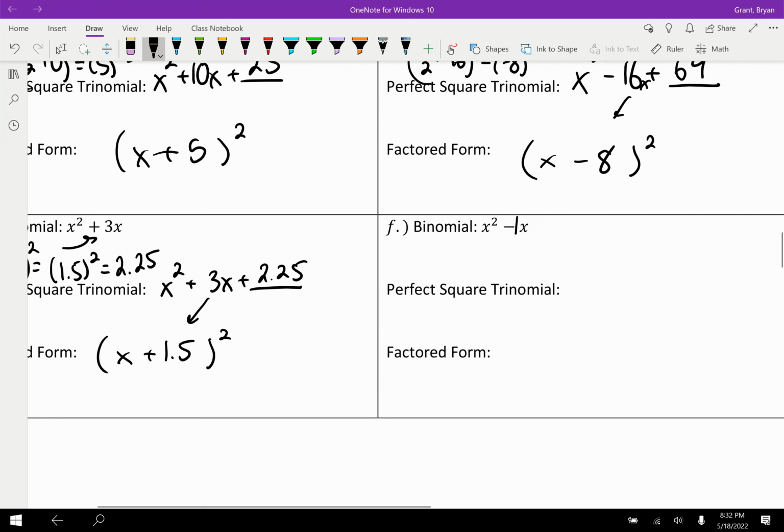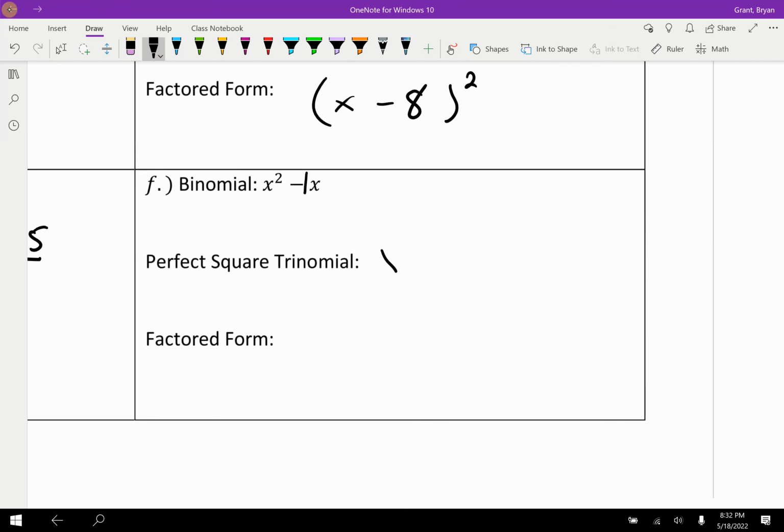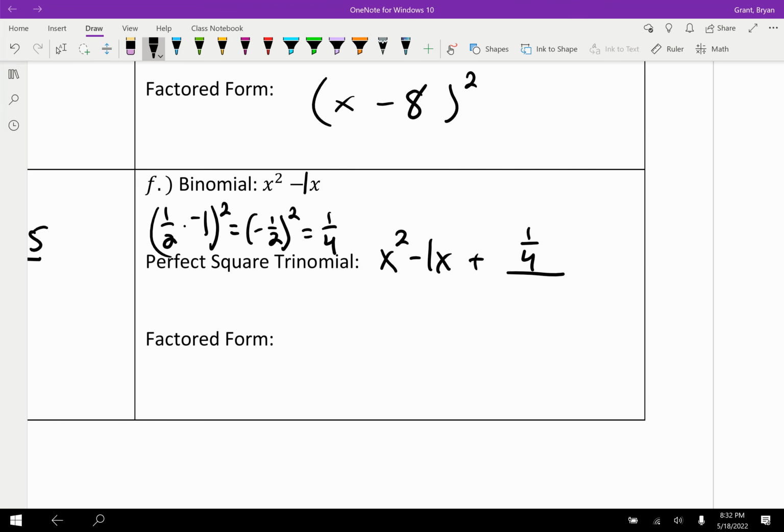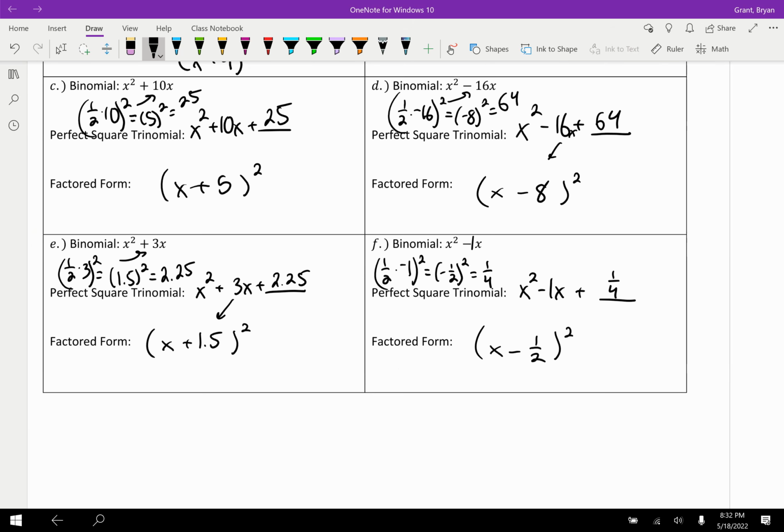So let's do our last one, x squared minus 1x. We're going to need to add something at the end. To do that, we take half of negative 1 and square it. Half of negative 1 is negative 1/2. Negative 1/2 squared is 1/4. All right, so what's the factored form here? Well, half of negative 1 is negative 1/2, or negative 0.5 if you would like. And there we have it, the factored form.